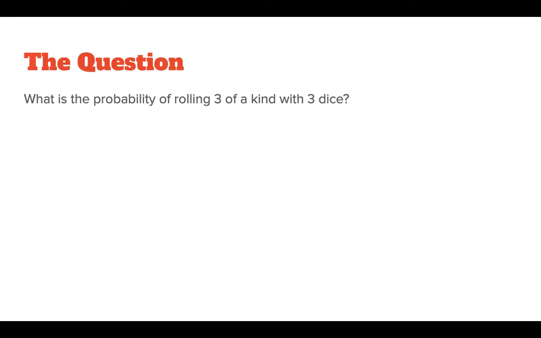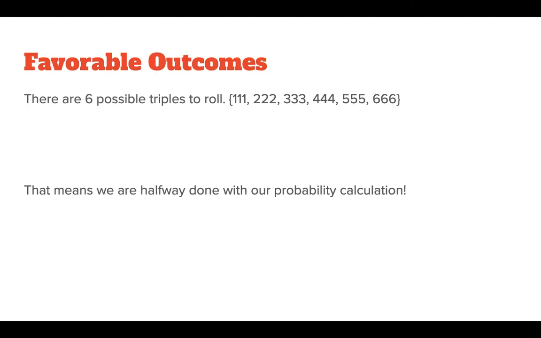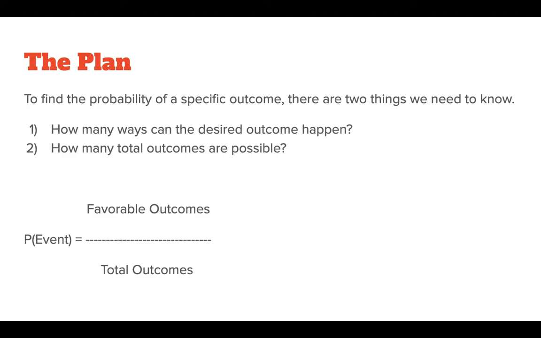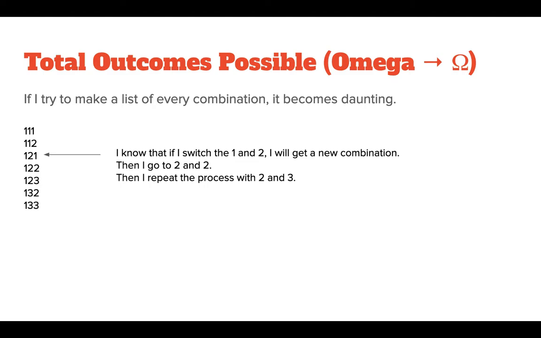So in this very first example, I'm going to say, what is the probability of rolling three of a kind with three dice? Now we're assuming a typical six-sided die here. At first it seems like, okay, we can do that. All I need is the favorable outcomes over the total outcomes. So let's look at the favorable outcomes. If all three numbers are the same, well, there's six ways to do that. All ones, all twos, all threes, all fours, all fives, all sixes. So the first half of that probability calculation, done. The top is 6. But the bottom is a little harder for us to figure out.